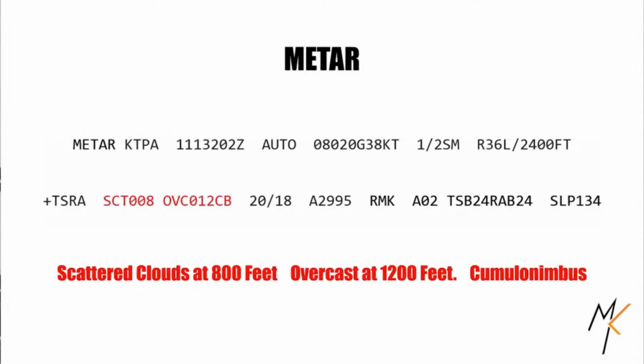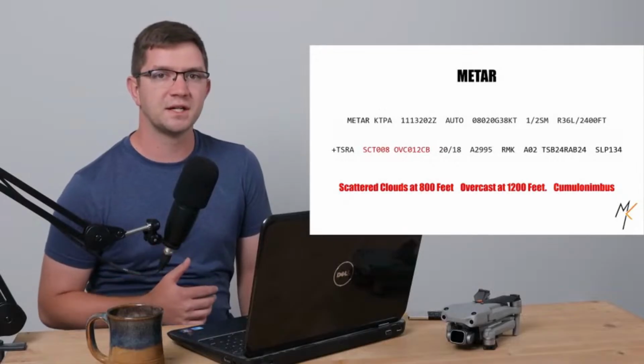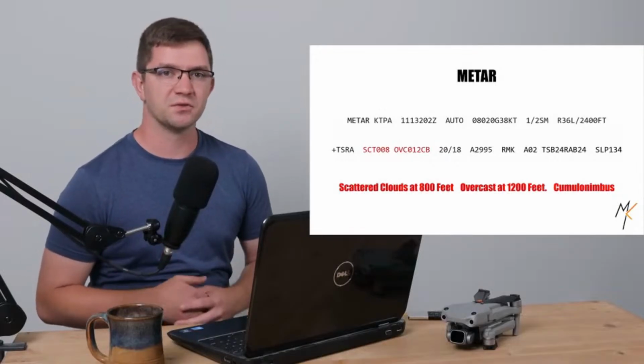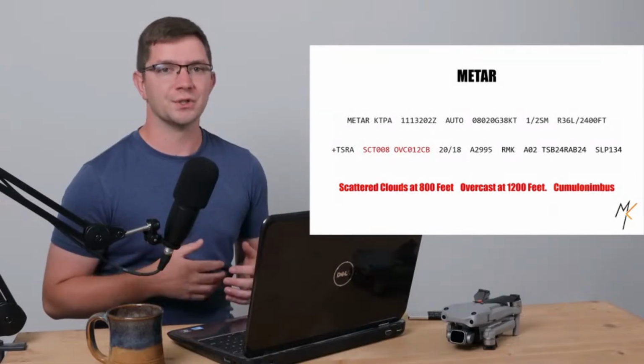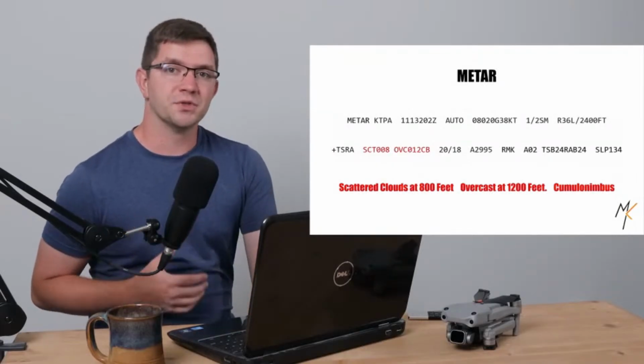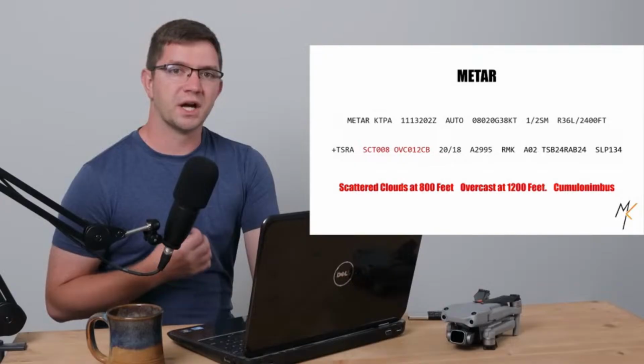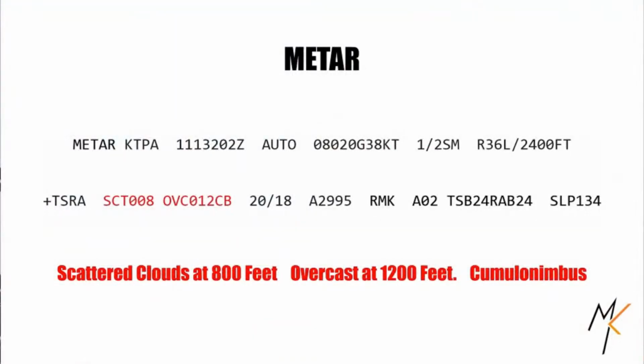The CB on the end is simply telling us the type of cloud that it is. In this case, this stands for cumulonimbus, which is going to be a very large and very tall cloud. It's actually the cloud that produces thunderstorms. If you remember the life cycle of a thunderstorm, the clouds always get larger and taller due to updrafts.